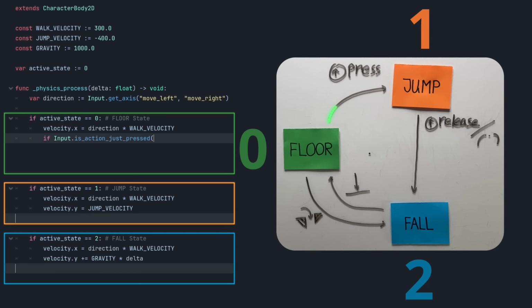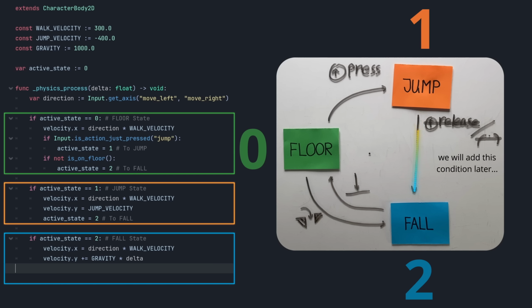In the floor state, upon pressing the jump button, we should transition to the jump state, so we assign 1. Upon leaving the floor by walking off an edge, we should transition to the fall state, so we assign 2. In the jump state, unlike in the state machine we designed on the drawing board, for now we make an unconditional transition by directly transitioning to the fall state, so we set active state to 2. This way, the jump state acts like an impulse because it runs for only a single frame. In the next section, we'll add a condition to this transition.